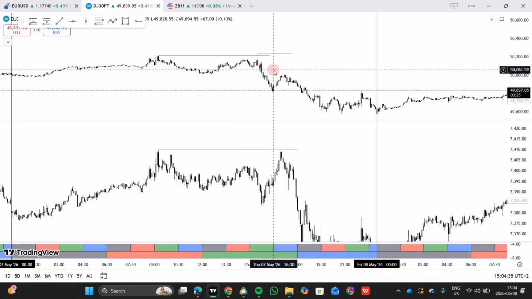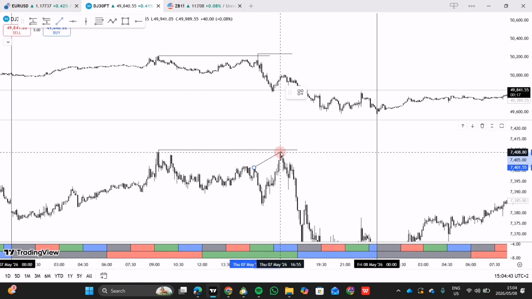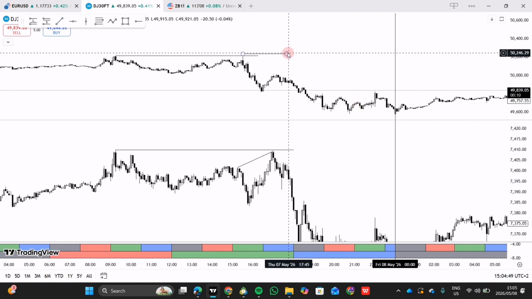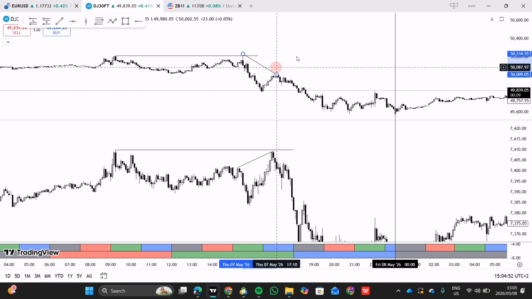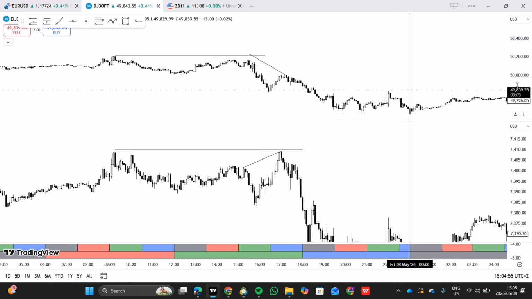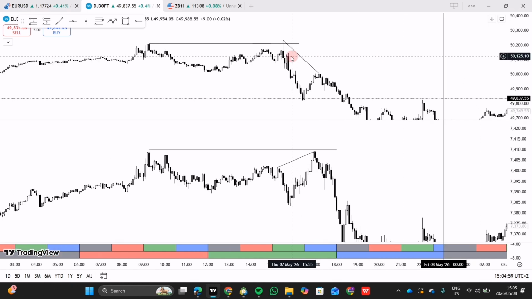So Q3 was taken out by Q4 on the S&P 500 right over here. As you can see right over here, we took out that high over there, okay? Failing to do so on the US 30 over there, okay? So can you see what is actually happening over here?